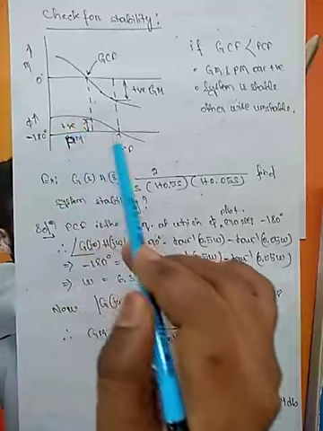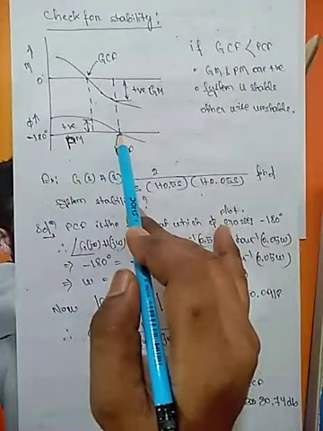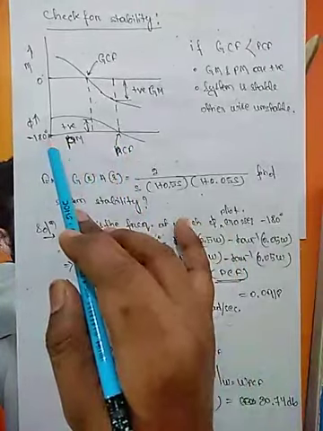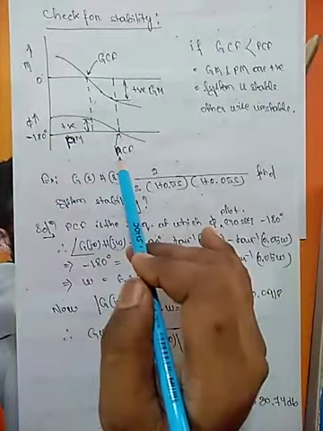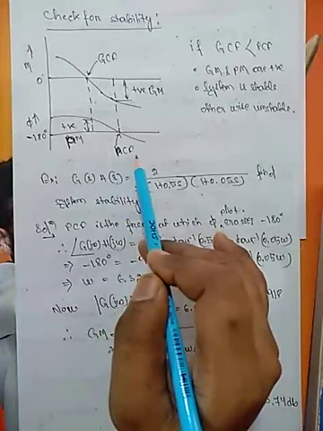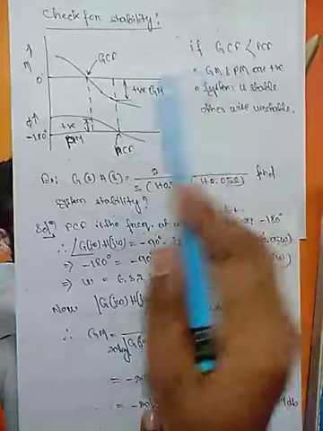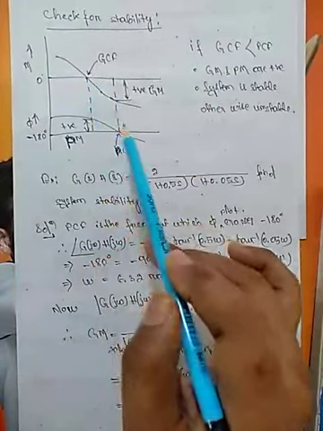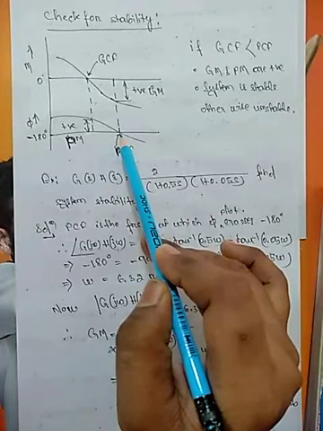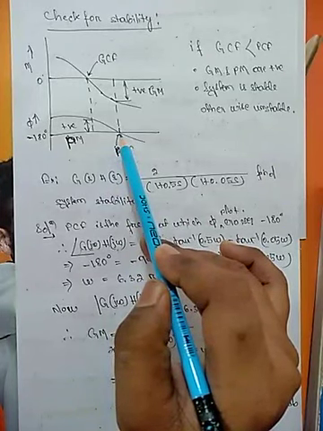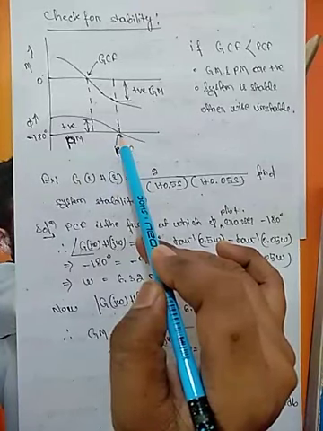The point where the phase angle plot crosses the minus 180 degree line is called the phase crossover frequency. If the gain crossover frequency is less than the phase crossover frequency, then the system is called stable, otherwise it is unstable.